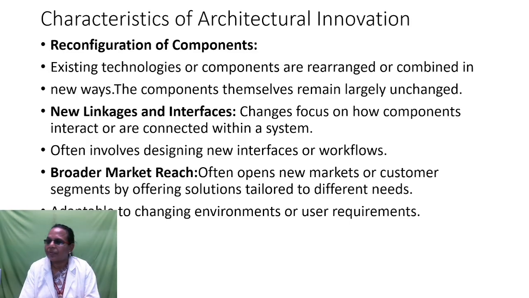Characteristics of architectural innovation: reconfiguration of components. Existing technology or components are rearranged or combined in a new way. The components themselves remain largely unchanged. New linkages and interfaces: changes focus on how components interact or are connected within a system. Often involves designing new interfaces or workflows. Broader market reach: often opens new markets or customer segments by offering solutions tailored to different needs. Adaptable to changing environments or user requirements.